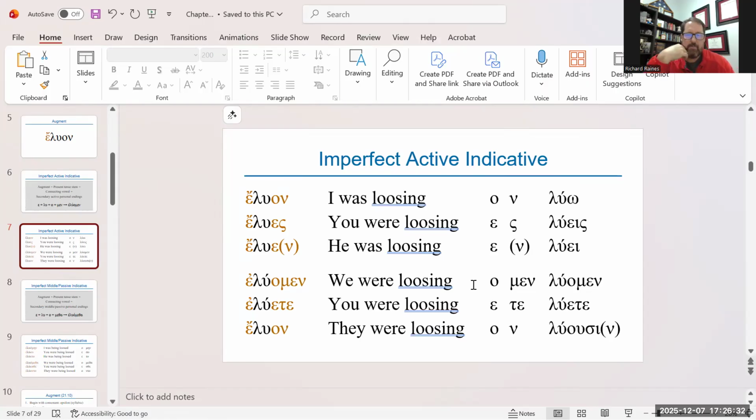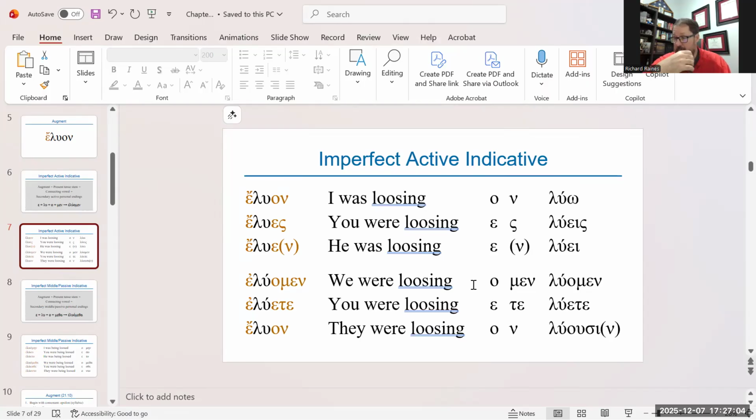And there are some rules that we'll look at for augments in just a minute, but you can see eluon, es, e, amen, ete, on. That should look really familiar to you. The addition that he's added to this paradigm, just so that you can understand how these verbal forms are being created, is if you look across the top. So eluon, that's the form of the imperfect active indicative. I was loosing would be the translation.